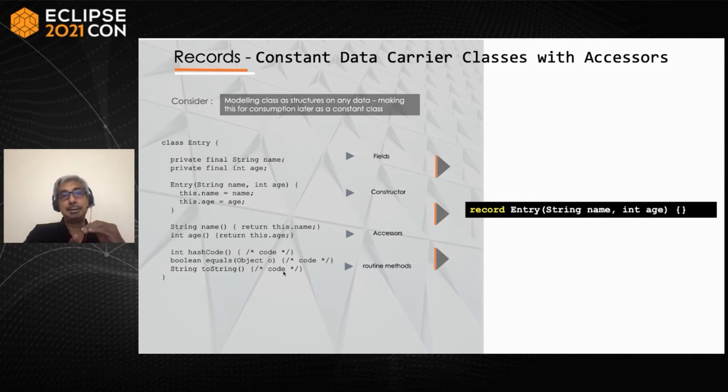Now, all these things can be pushed down together into one single thing called record, which is a new restricted identifier. I would say it's not exactly a keyword, and it can be used to encapsulate this whole idea. And internally, of course, the compiler would generate bytecode into a class with just a flag. It's not a flag; it's an attribute which says this is a record. That's how we get the first building block, a constant data carrier class.